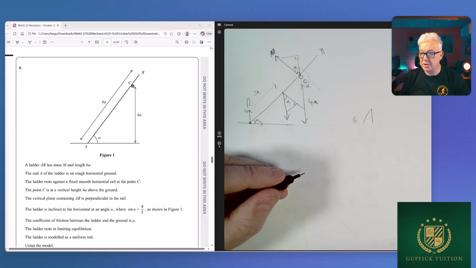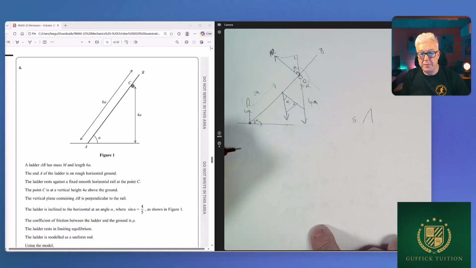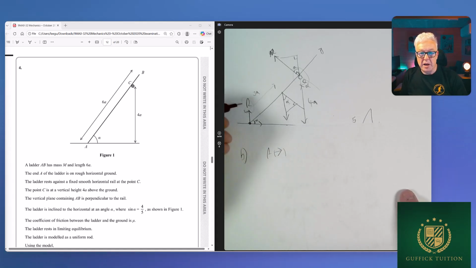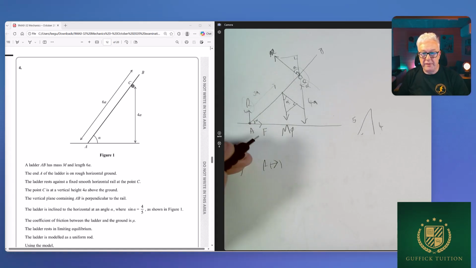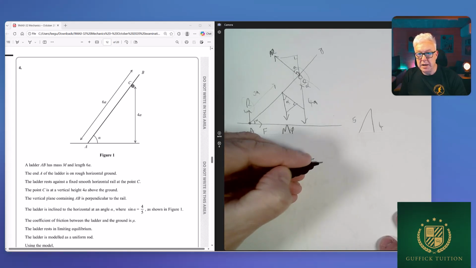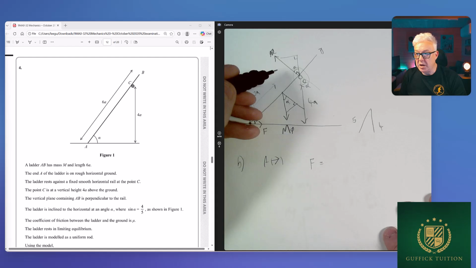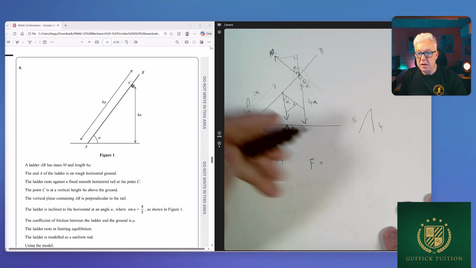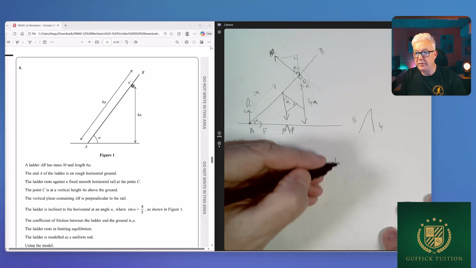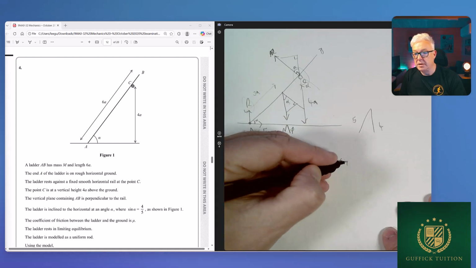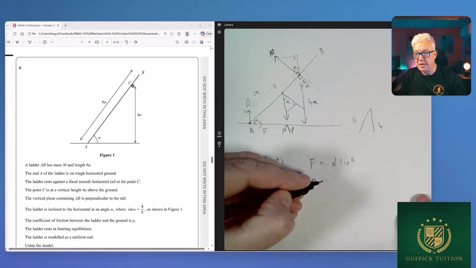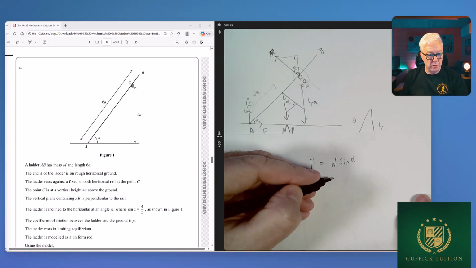So first of all then, shall we resolve horizontally? Let's resolve horizontally, I think. So this is part B, resolving horizontally first of all. Okay, what have we got? We have got F there. So we have friction is equal to the component here, which is going to equal N times sine alpha. N times sine alpha. Okay, so our frictional force F is going to equal N.